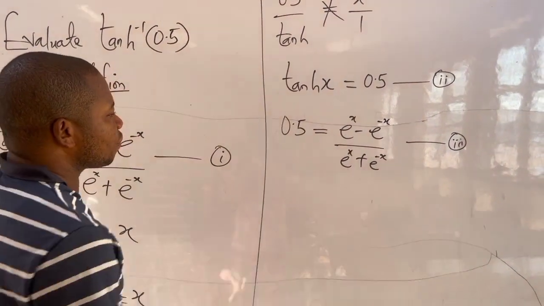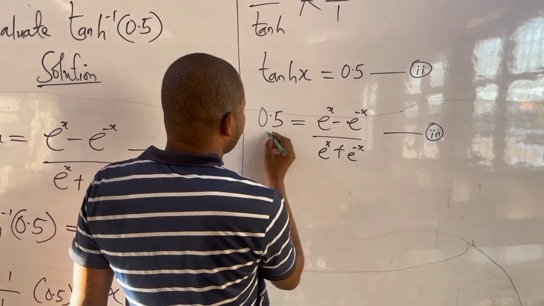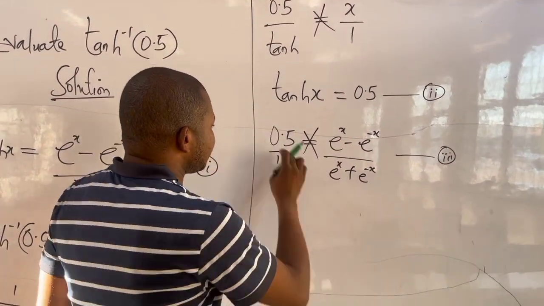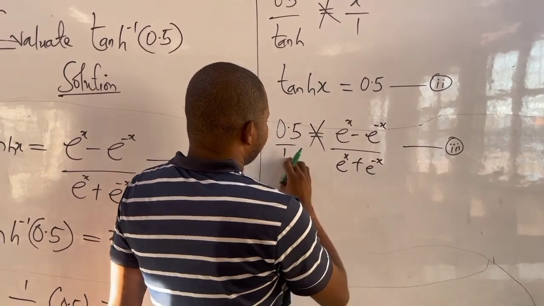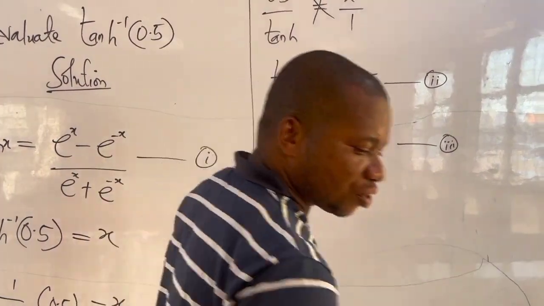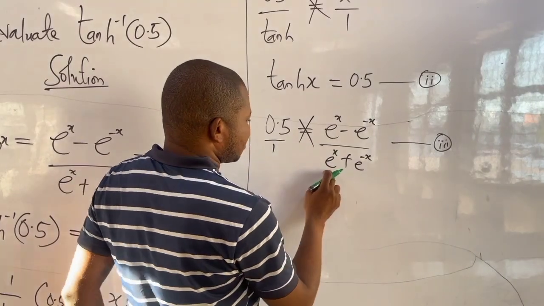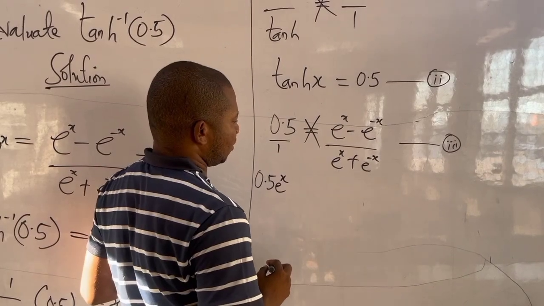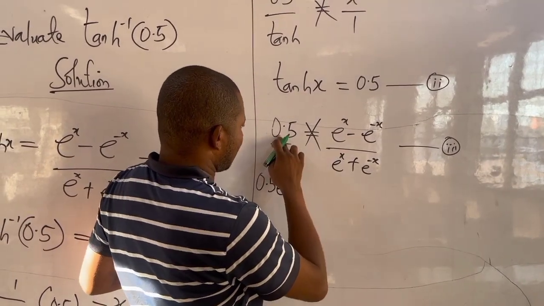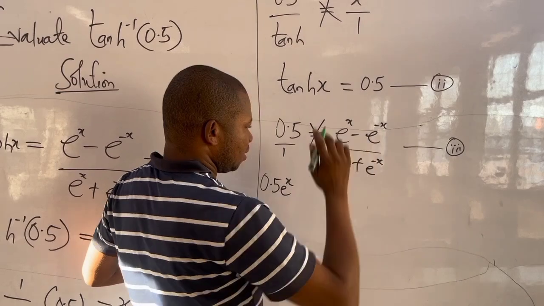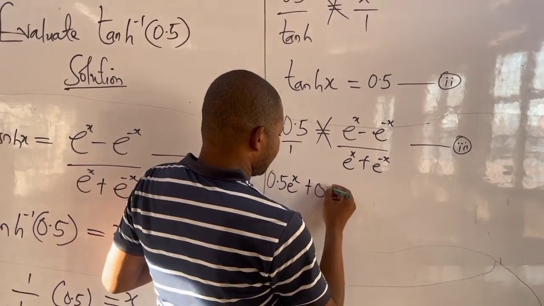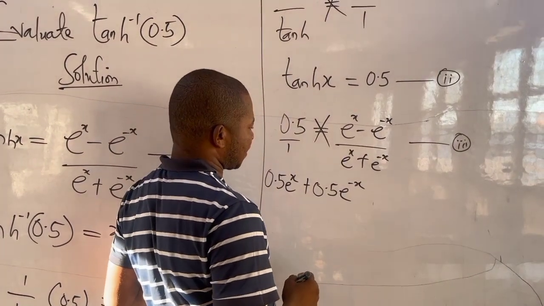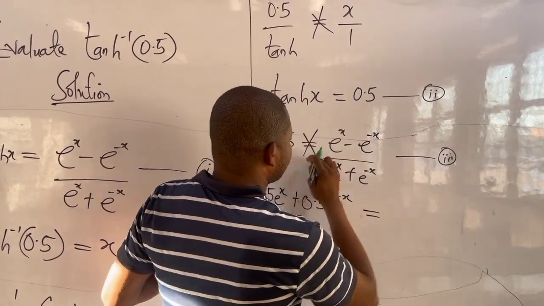So from the look of things here, what do I do? This is a fraction, this is a whole number, make it look like a fraction. The essence of that is for me to be able to cross multiply, meaning that everything here will multiply this, everything here will multiply this. So by virtue of that, 0.5 times e^x will give me 0.5 e^x. I'm done with this one. So 0.5 times plus e^(-x) will give me 0.5 e^(-x) is equal to 1 times the whole of this.